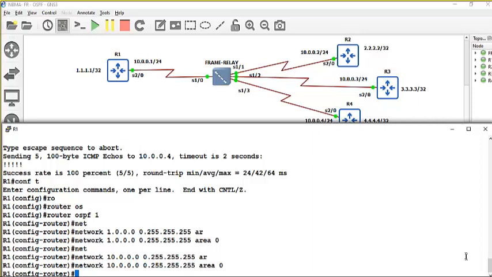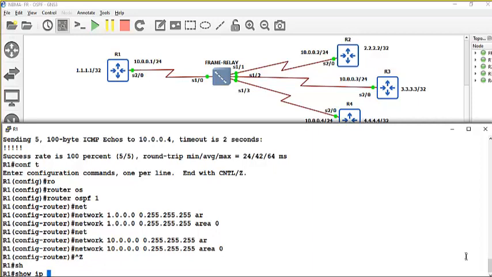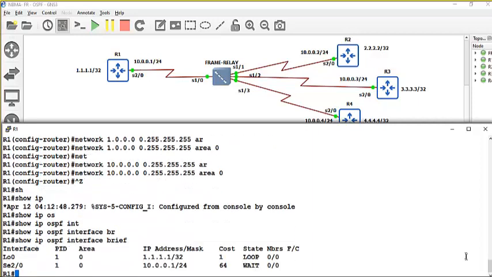You may verify that by typing this command show ip ospf interface brief. You can see OSPF is running on loopback 0 and serial 2/0. What next we need to do is configure OSPF on the other routers 2, 3 and 4.